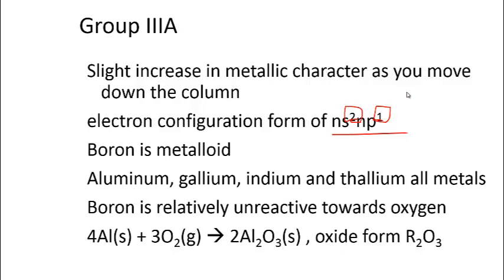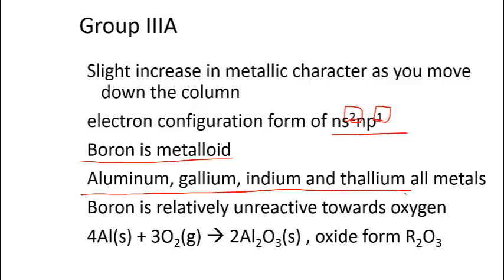Now, the first element in the group is boron. Boron is considered to be a metalloid. The other elements in this group, aluminum, gallium, indium, and thallium, are all considered to be metals. Now, gallium is a pretty interesting metal. It has a very low melting point. In fact, gallium will melt in the palm of your hand.